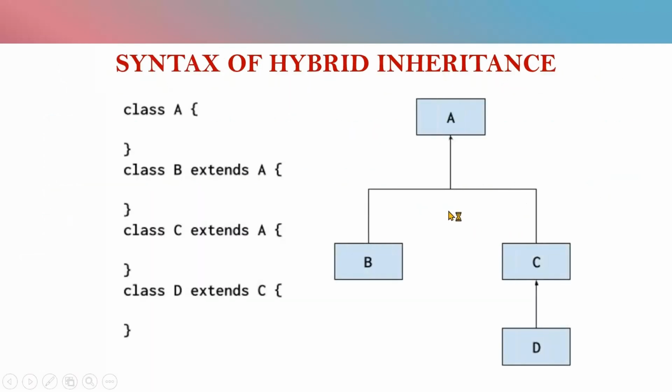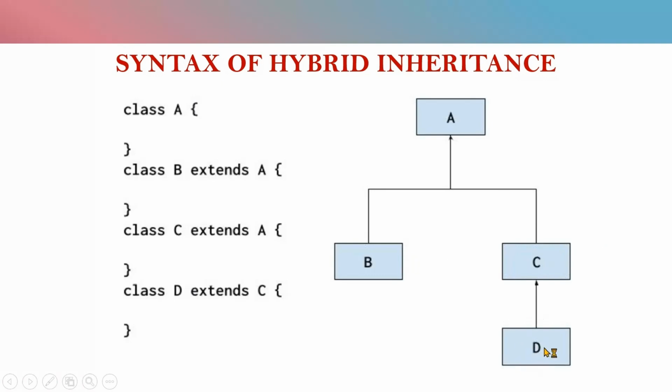Now if you see this diagram and the syntax, here we have a superclass A. Then B is a subclass of A. So if you take A and B, it's a single inheritance. If you take one more subclass called C, that is also inheriting from A. If you take A and C, it is still single. But if you see this whole area, it is called hierarchical inheritance, because one superclass with multiple subclasses is called hierarchical inheritance.